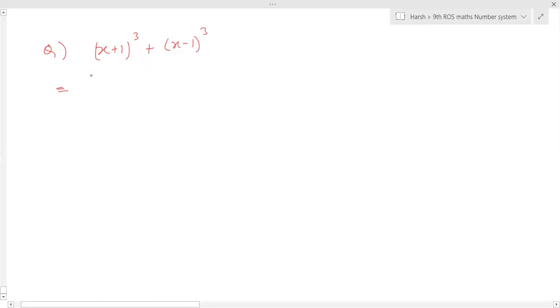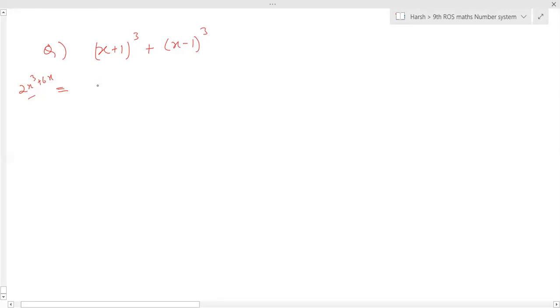The first hand is from Navika. Yes, Navika. Sir, is the answer 2x cube plus 6x? Yes, sir. Deepika, what's your answer? 2x cube plus 6x. Ravi, what's your answer? Sir, same as Navika. So this is the right answer. So Navika will explain this question.